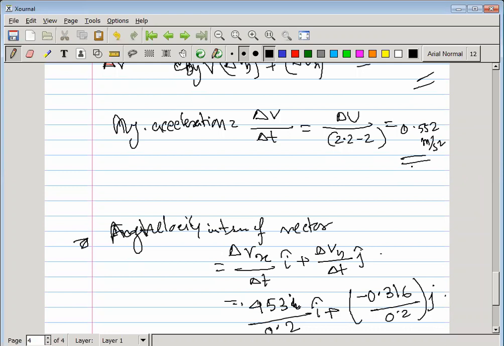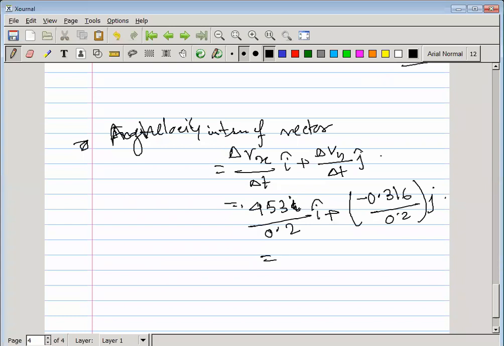So these are the two values. One is in terms of magnitude, this is the acceleration 0.523, and in vector terms, the average acceleration is 2.26 of i minus 1.58 of j. That is in meter per second square.